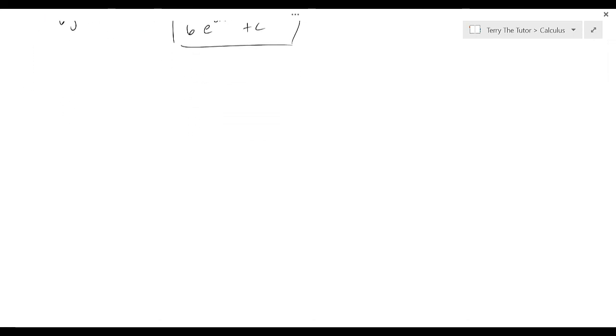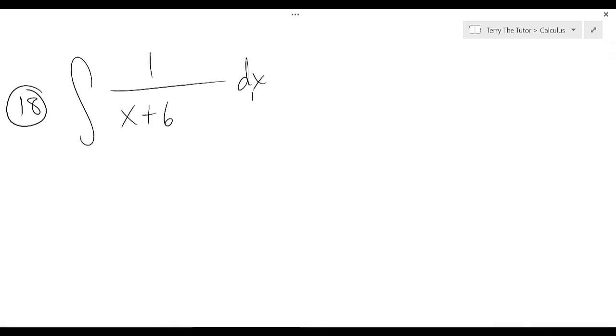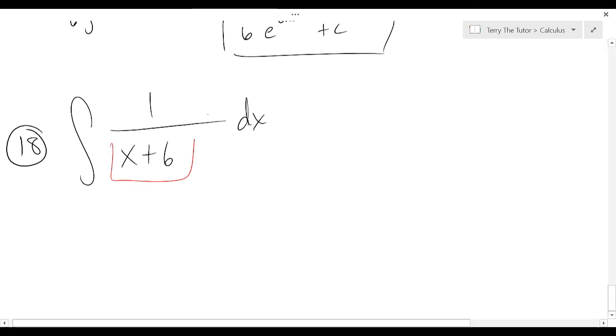Alright, let's move on to number 18. We've got the integral of 1 over x plus 6 dx. Here, I'm going to use u substitution. Just by the pattern that's been presented, the past 8 problems have been very predictable with the u substitution. It's either the exponent with the e or it's the denominator. So in this case there's no e, so it's the denominator.